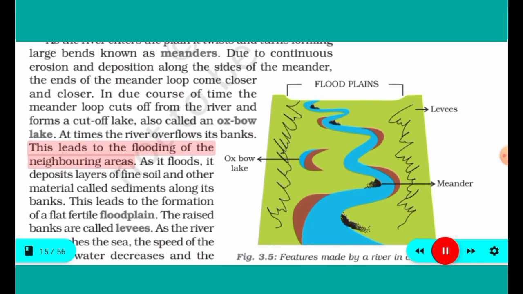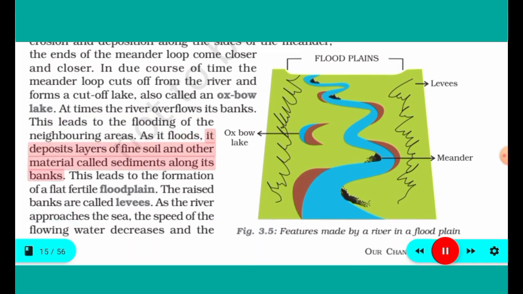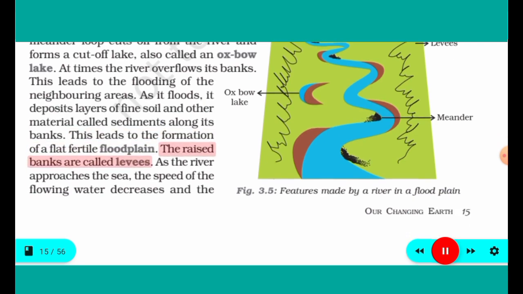At times the river overflows its banks. This leads to the flooding of the neighboring areas. As it floods, it deposits layers of fine soil and other material called sediments along its banks. This leads to the formation of a flat, fertile floodplain. The raised banks are called levees.